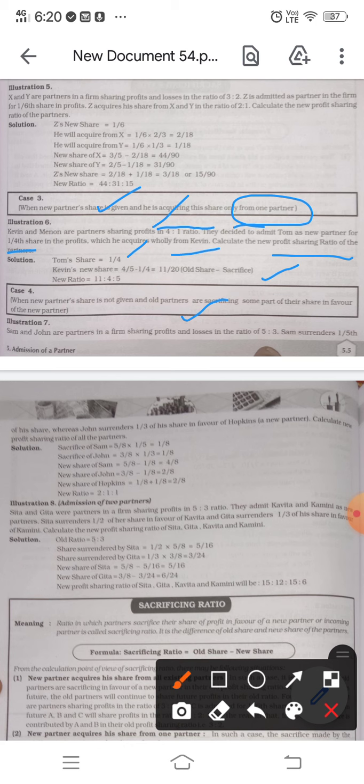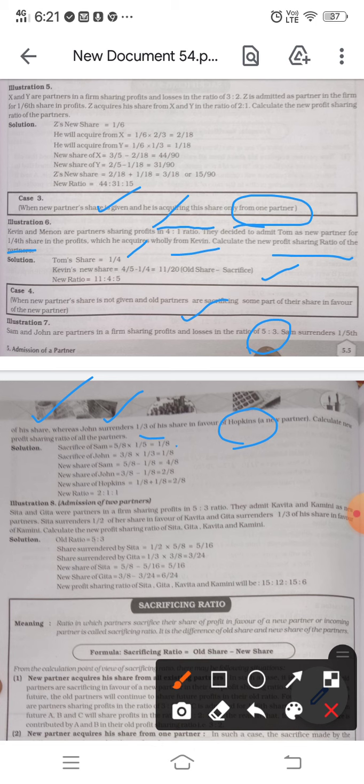Okay, so see the illustration 7 sum. There are 2 partners and the profit sharing is 5:3. That is the old. Sham surrenders 1/5 of his share, whereas John surrendered 1/3 of his share in the favor of the new partner. Calculate the new profit sharing. It's very easy, no? So now we have to calculate the sacrificing ratio.